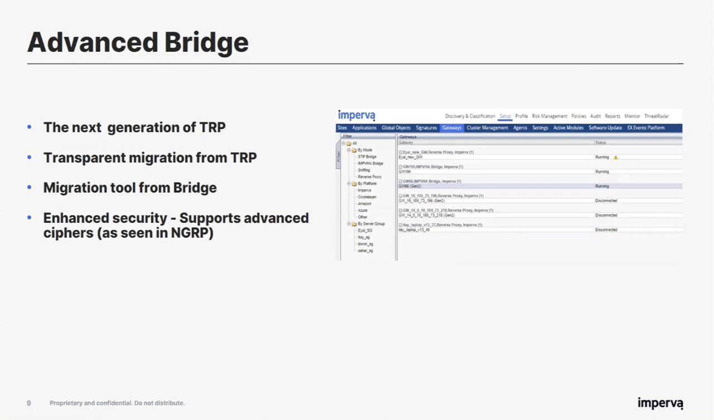But like NGRP, it works in the user space, meaning that if you want to support all the advanced ciphers I was mentioning before, the same advanced ciphers that you saw on the list, and you're using TRP today, you can move to Advanced Bridge. Customers that want to move from TRP to Advanced Bridge don't need to go through any migration, it's transparent. And customers that would like to move from Bridge to Advanced Bridge will have a migration tool that will be released after the version to assist them to move from Bridge to Advanced Bridge.